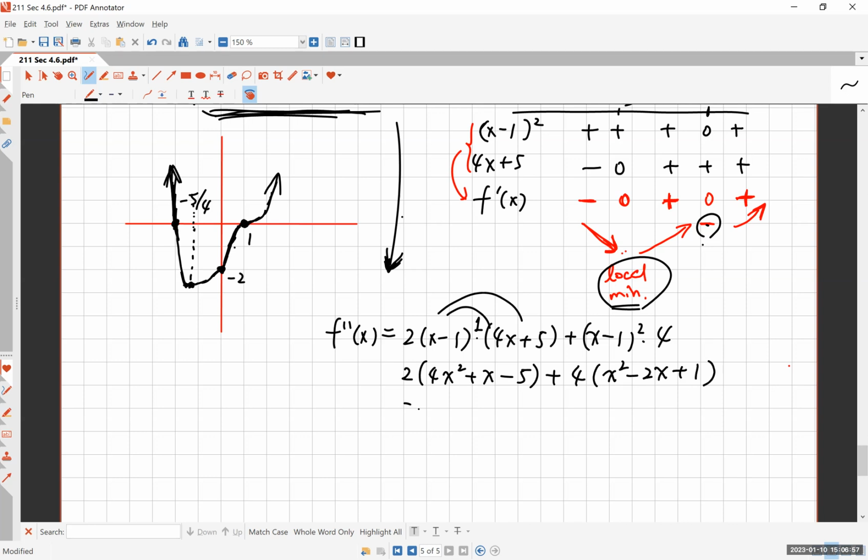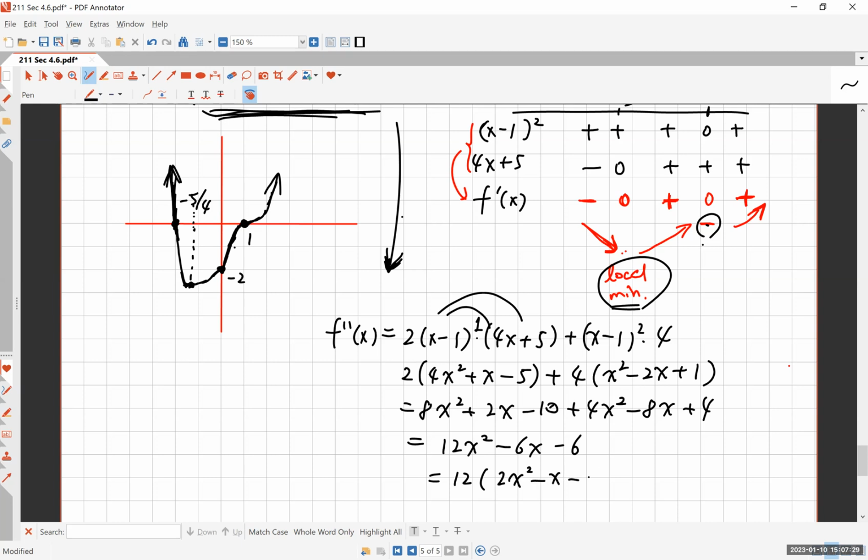Does it look right? 8x squared plus 2x minus 10 plus 4x squared minus 8x plus 4. That's 12x squared minus 6x plus 6, no, minus 6. Right, minus 10 plus 4 is minus 6. So you can factor out 12, and it becomes 2x squared minus x minus, oh no, you can't do that. It's 6 I'm talking about. 6 can be factored out. Okay, so that's what you can do to take the second derivative.